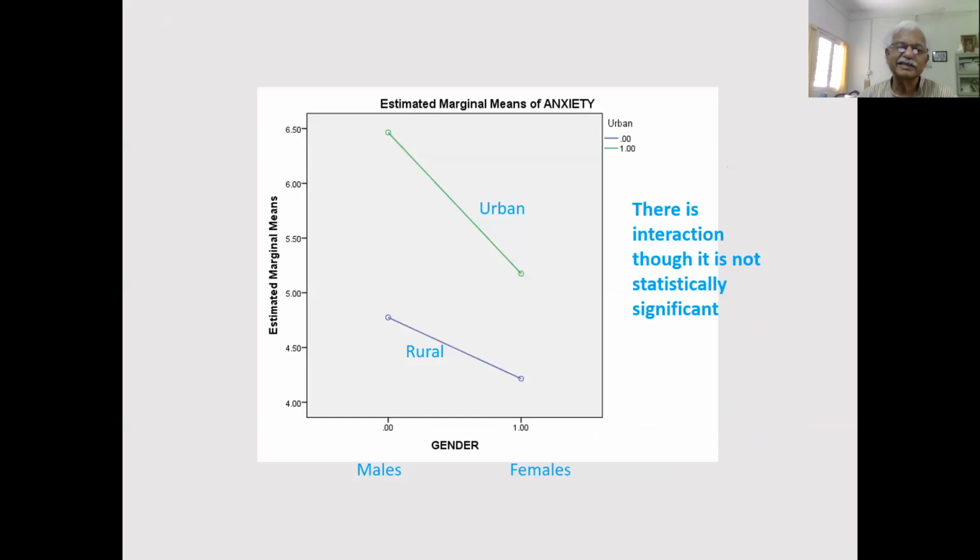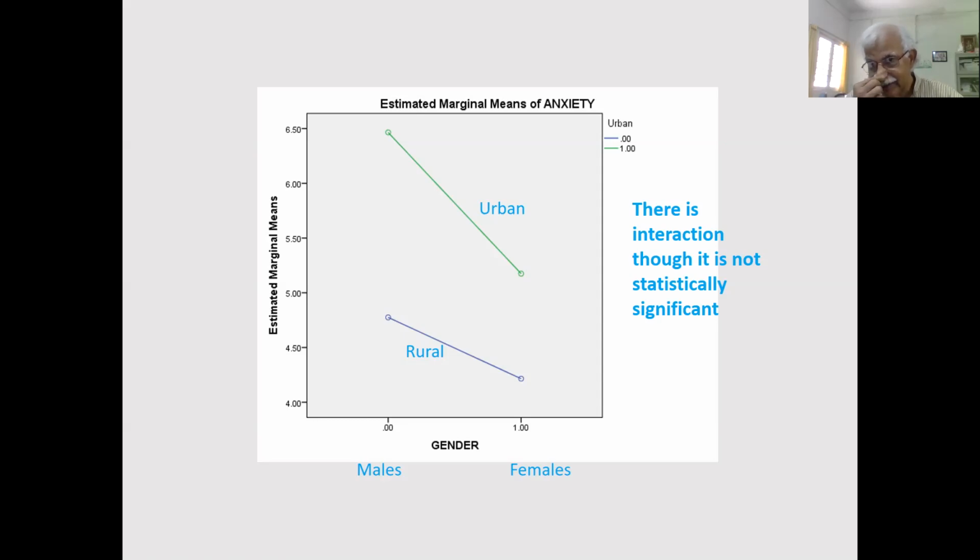To explain the concept of interaction more clearly, friends, imagine that for males and females, you draw means separately for rural and urban areas. Now, here for females, in both the cases, rural areas and urban areas, scores are lower than scores for males. Mean score for females is lower than mean score for males in both cases, urban and rural areas separately.